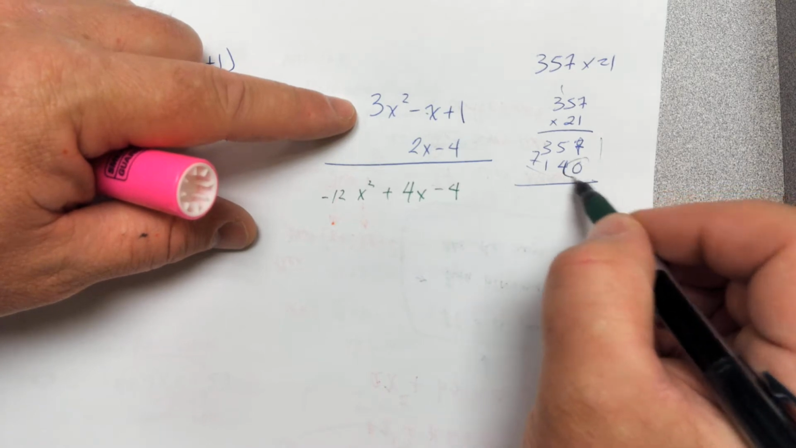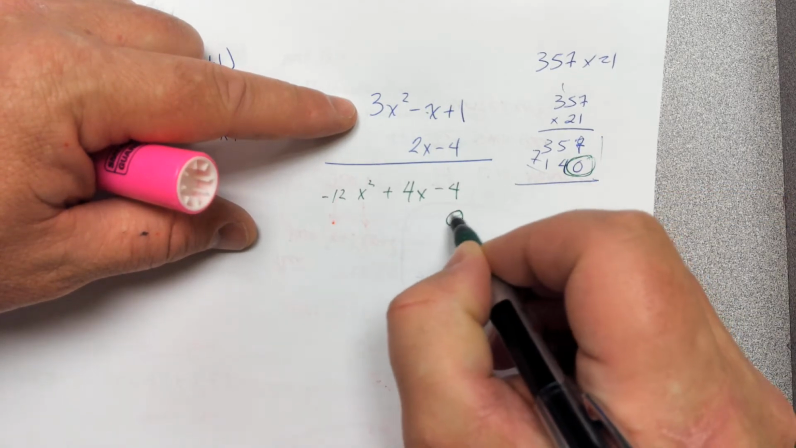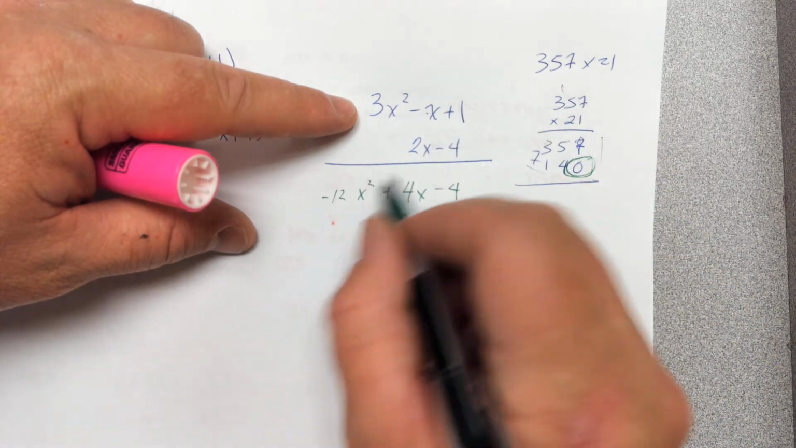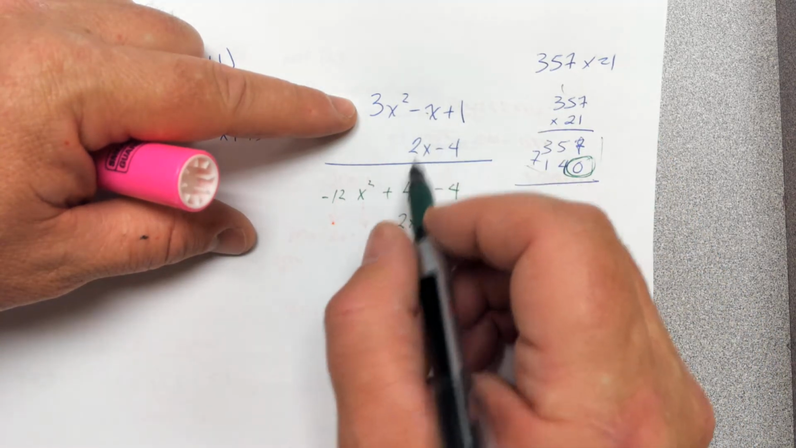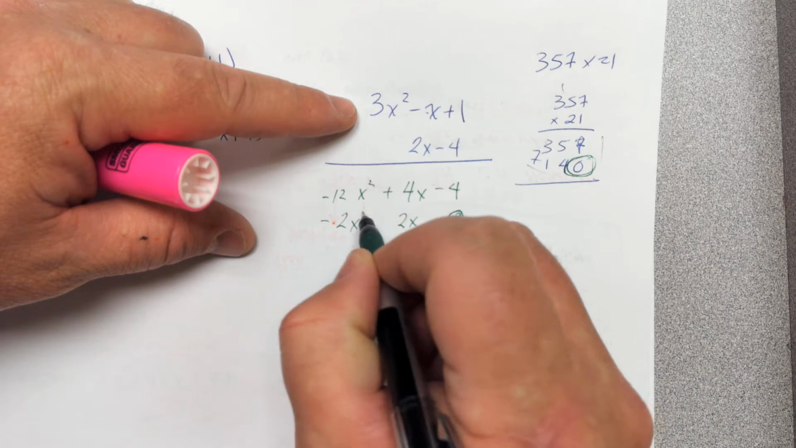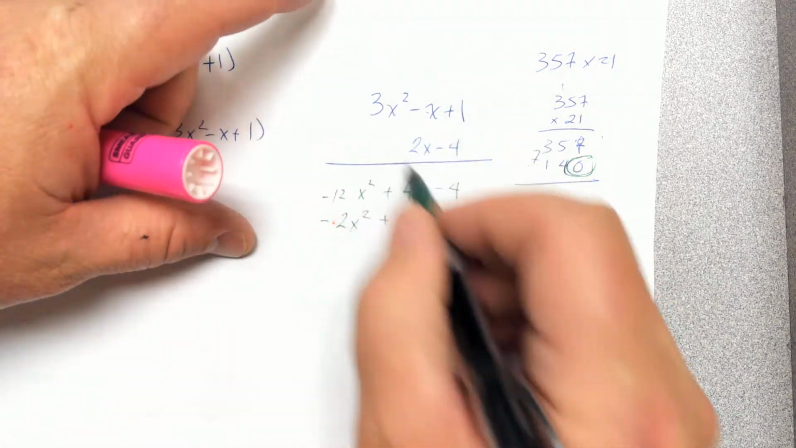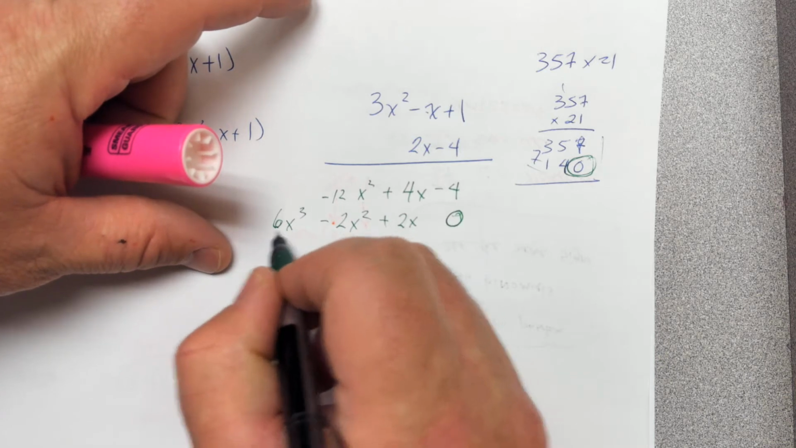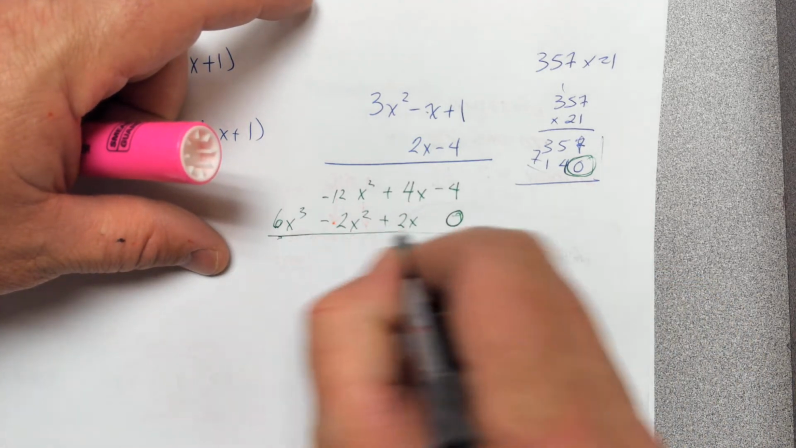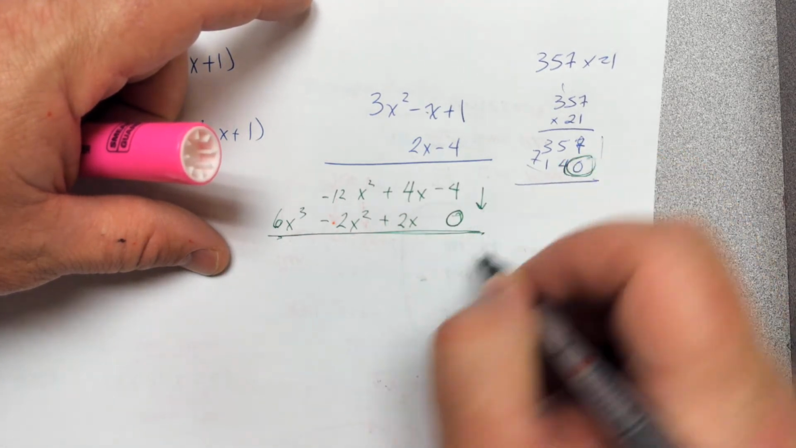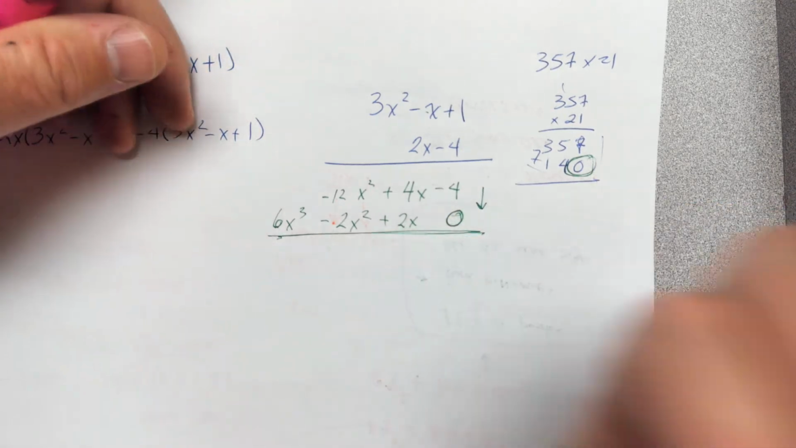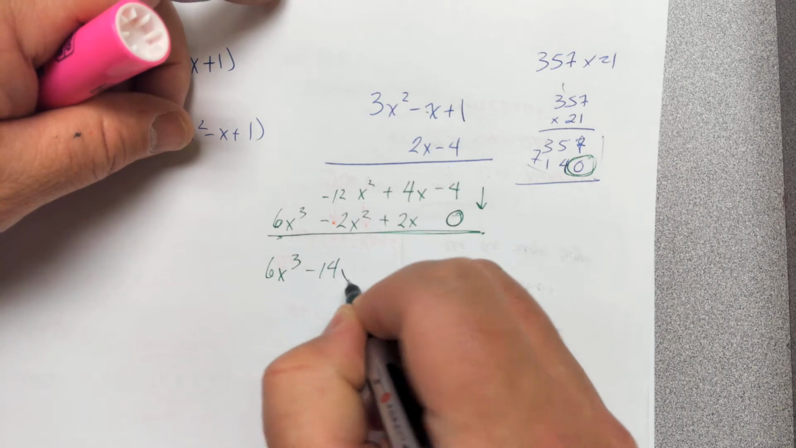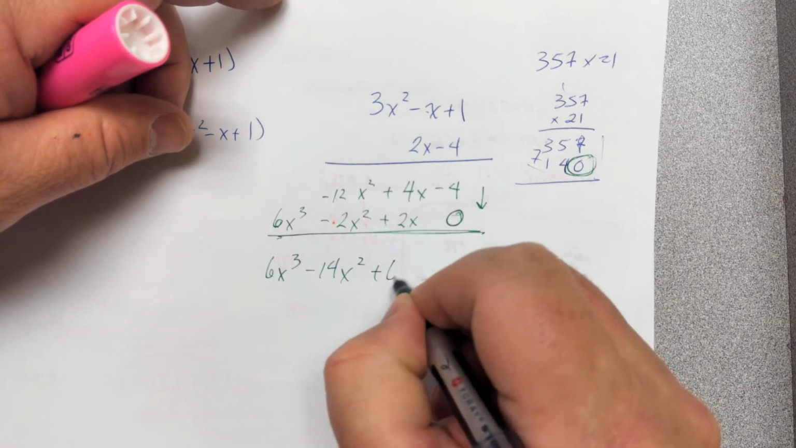But then you remember how you had to put the 0? You put a 0. Then 2x, and this is a negative times a positive, so that's going to be minus 2x squared. Oh, that was a plus, sorry. And then those two, 6x cubed. Add them up. We can start on either end. I'll start over here: 6x cubed minus 14x squared plus 6x minus 4.